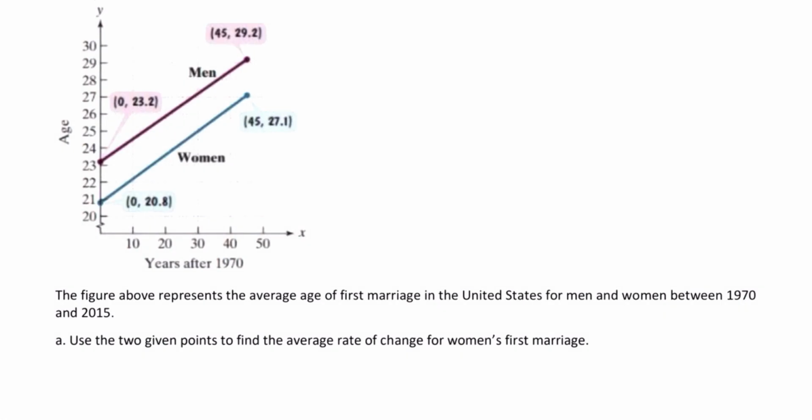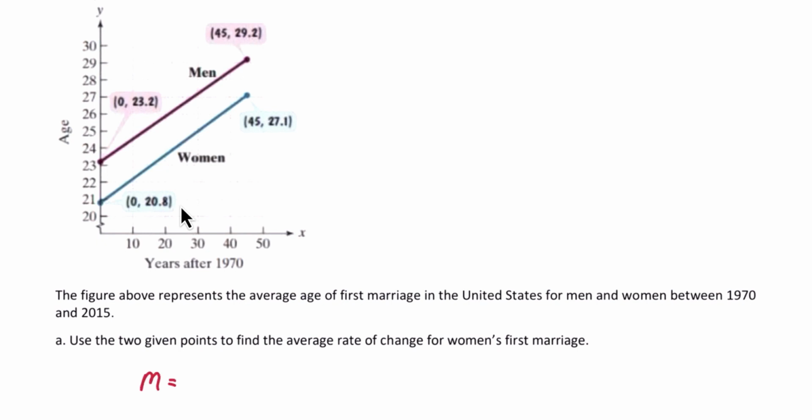Here we will look at an application of linear functions. The figure represents the average age of first marriage in the United States for men and women between 1970 and 2015. A. Use the two given points to find the average rate of change for women's first marriage. So recognize that we're looking at the blue line for women, and we're given two coordinates. We want to find the average rate of change, slope, between those 2 points.